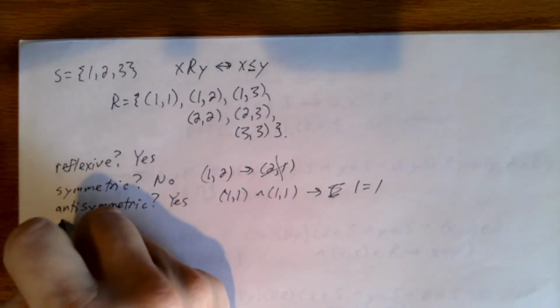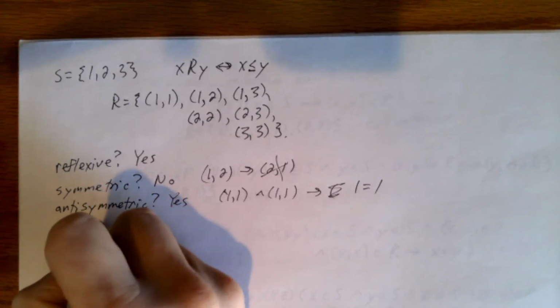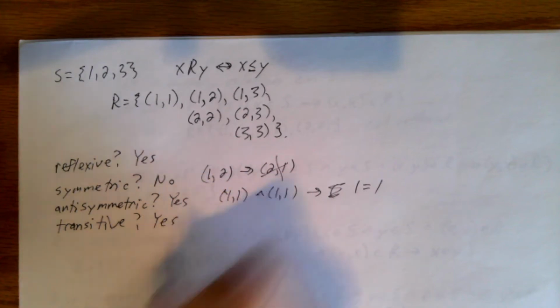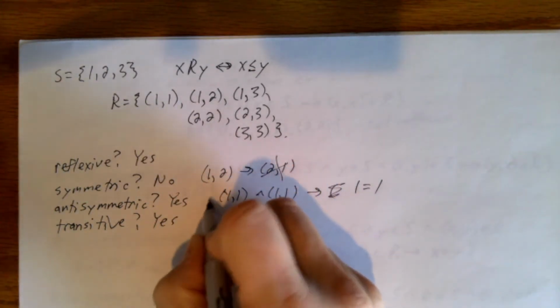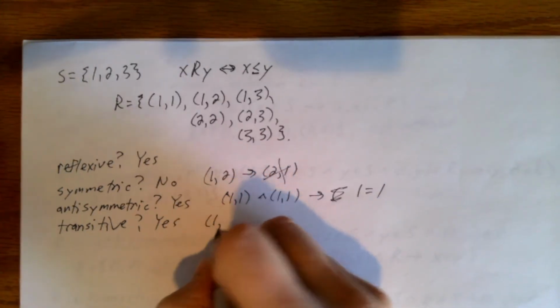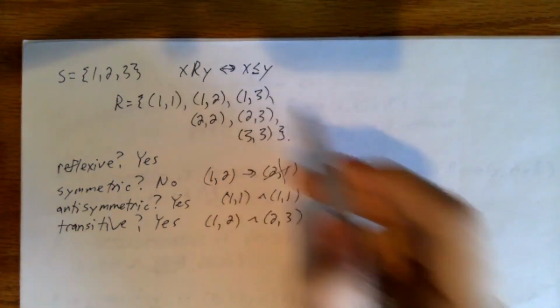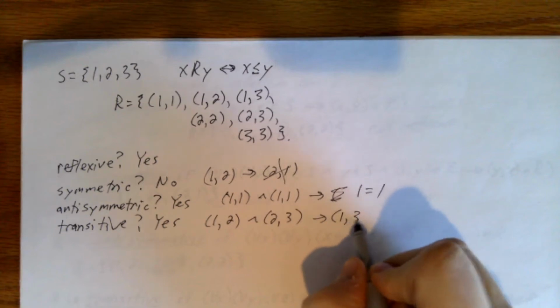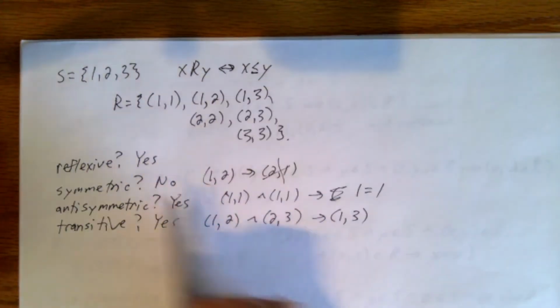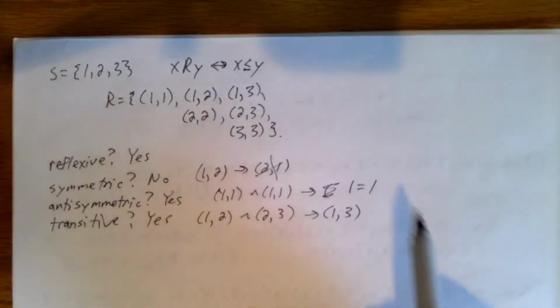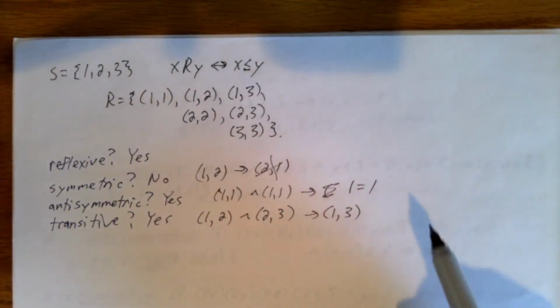And then what about transitive? Just like we saw in the earlier example, we know that if 1 is less than 2 and 2 is less than 3, then 1 is less than 3. Does it matter that we don't have other numbers, like 1 and 4 or whatever? No, it's just for the ones that we have in the set.